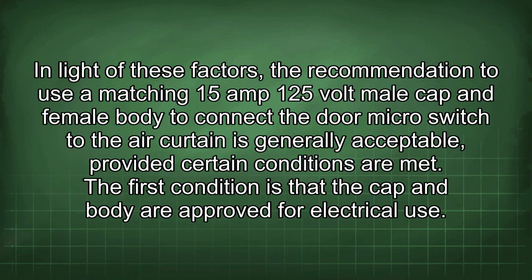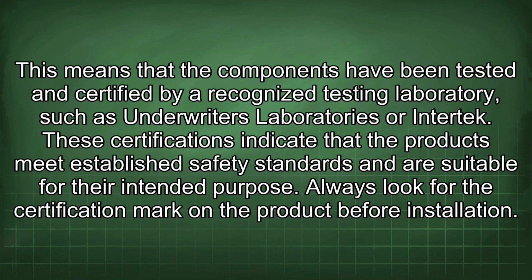In light of these factors, the recommendation to use a matching 15-amp 125-volt male cap and female body to connect the door micro switch to the air curtain is generally acceptable, provided certain conditions are met. The first condition is that the cap and body are approved for electrical use. This means that the components have been tested and certified by a recognized testing laboratory, such as Underwriters Laboratories or Intertek. These certifications indicate that the products meet established safety standards and are suitable for their intended purpose.